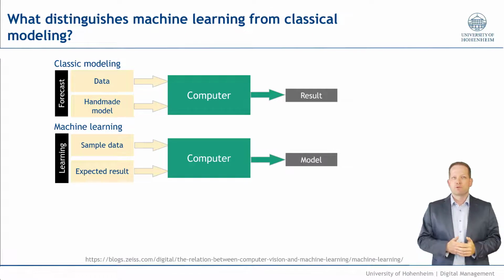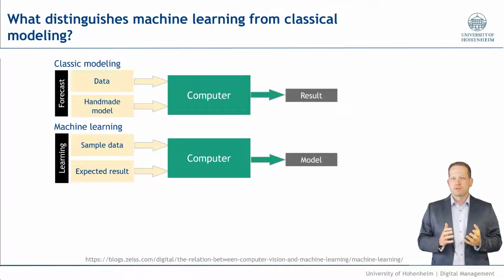Now, what is different in machine learning? Well, again, we have a computer and we have data, but now we have sample data and expected results. This is what I meant before when I said we provide labeled data. So the sample data are photos of dogs and muffins, and then the expected result is that for each of these different photos, you tell the computer, well, now this is a dog, this is a dog, this is another dog, now this is a muffin. So these are the expected results.